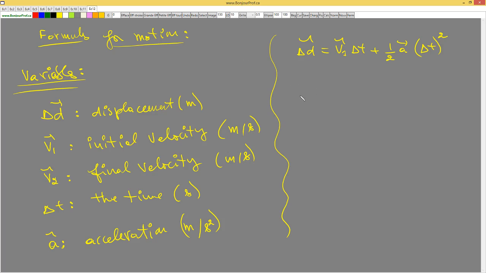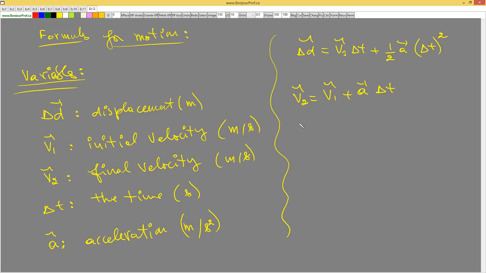The other formula is V1 times delta T. We have V2 equal V1 plus A delta T. Okay? V2 equal V1 plus A delta T.